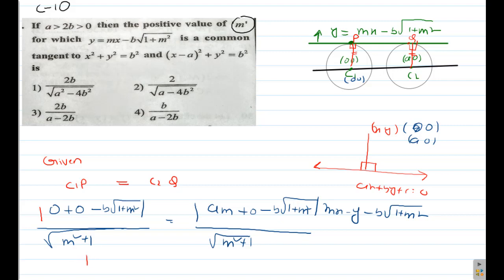Then what happens: mod b into root over 1 plus m square by root over m square plus 1 is equal to mod am minus b into root over 1 plus m square by root over 1 plus m square. So what happened, these two can cancel.